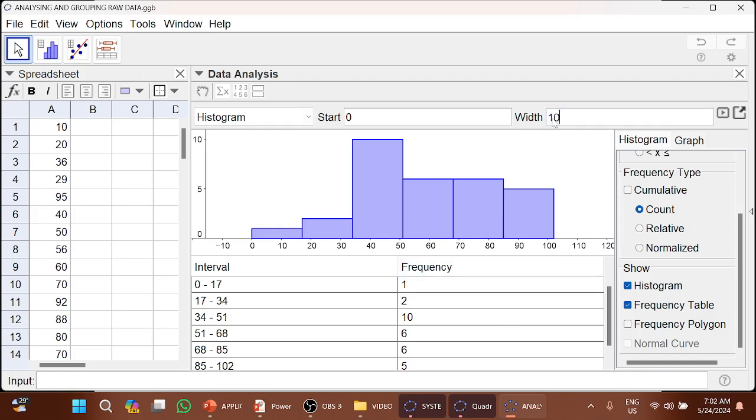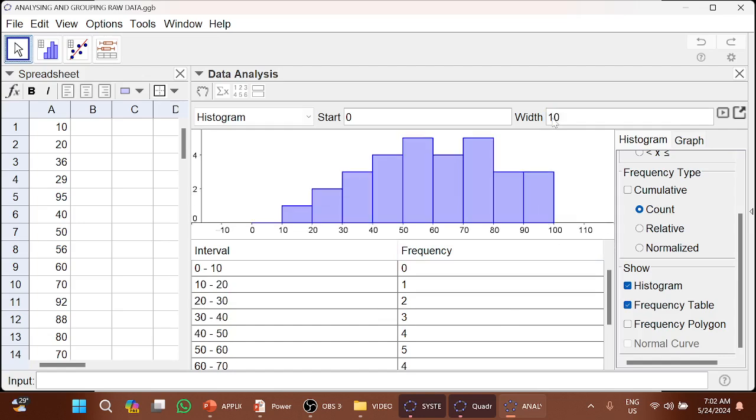I can make the width 10. For example, normally 0 to 10, 10 to 20. You see, automatically it comes. And it shows the histogram, it shows you the frequency table, and it shows the frequency polygon, everything automatically. Therefore, you can give the raw data.